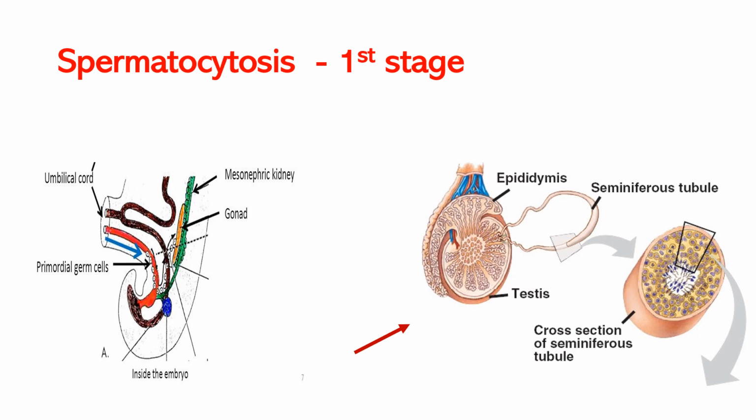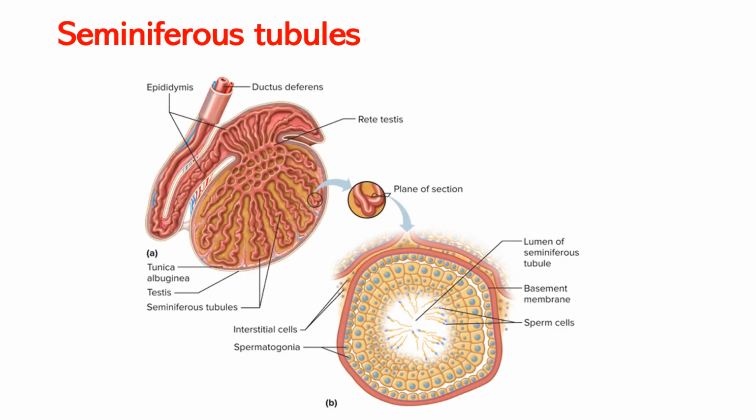Now we'll see the cross section of the testis. In the cross section of the testis, we can see many seminiferous tubules. We can see many lobules present in the testis. Each lobule contains seminiferous tubules, and each seminiferous tubule is lined by a basement membrane.